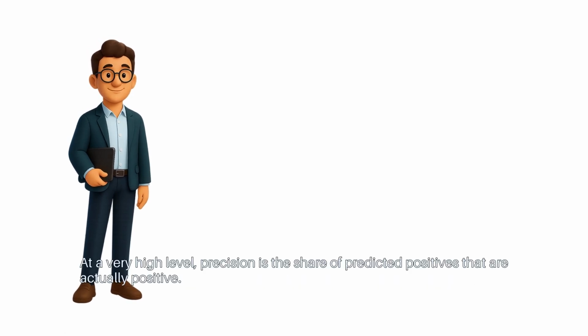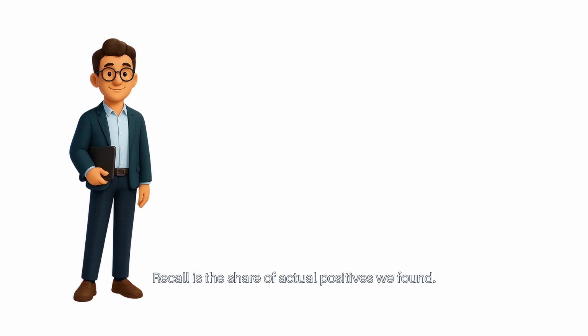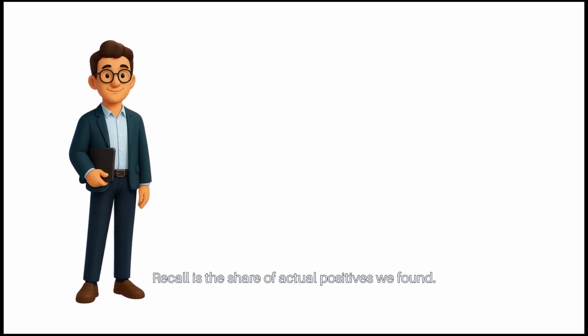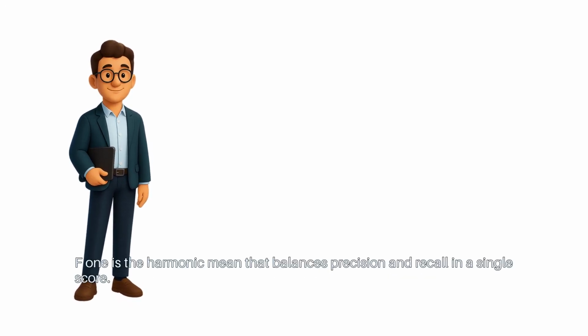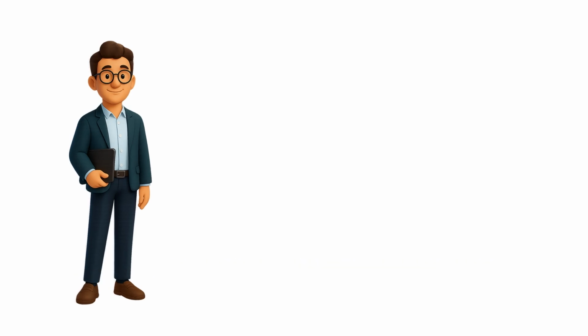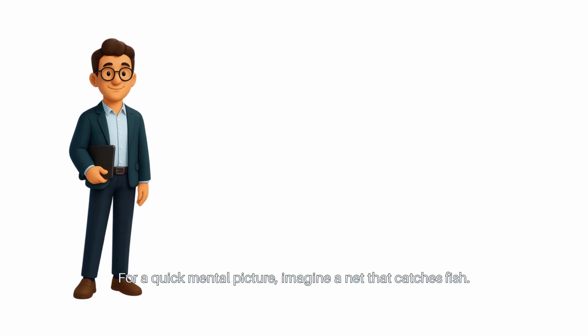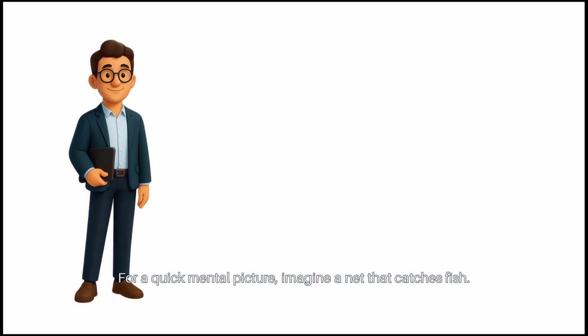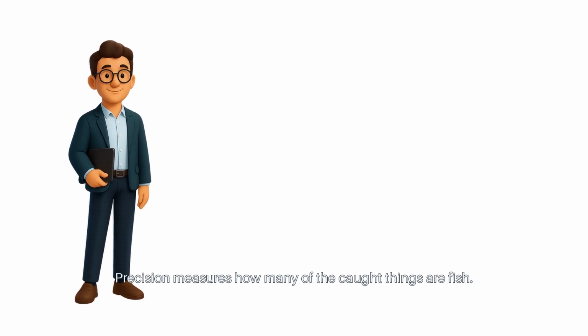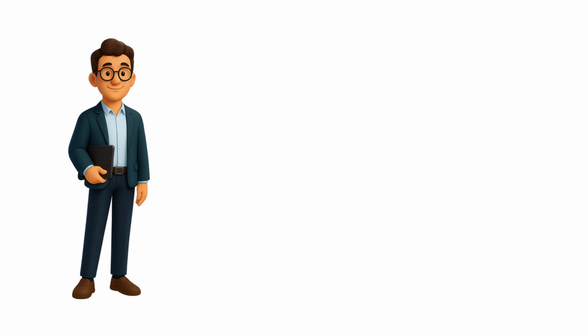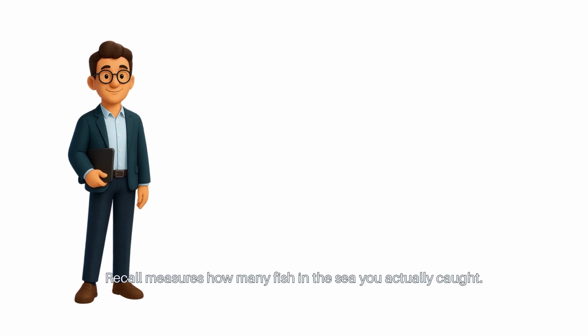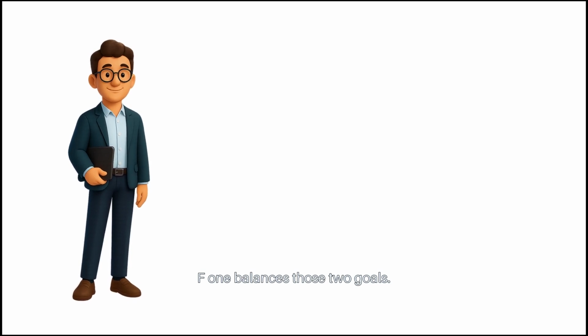At a very high level, precision is the share of predicted positives that are actually positive. Recall is the share of actual positives we found. F1 is the harmonic mean that balances precision and recall in a single score. For a quick mental picture, imagine a net that catches fish. Precision measures how many of the caught things are fish. Recall measures how many fish in the sea you actually caught. F1 balances those two goals.